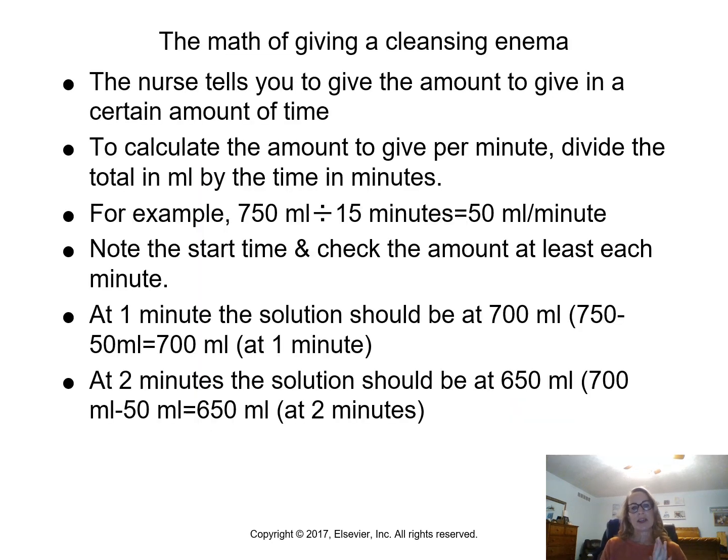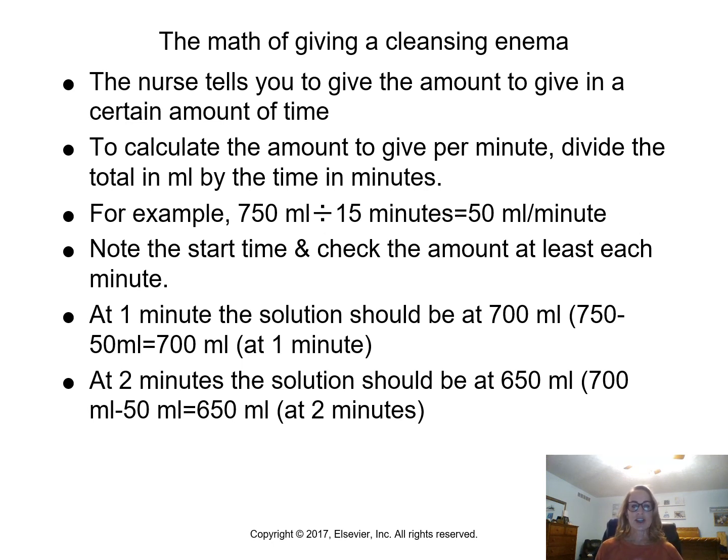All right, the math of giving a cleansing enema. Take a picture of this slide, please. Okay, so the nurse is going to tell you the amount to give in a certain amount of time. To calculate the amount to give per minute, you're going to divide the total in milliliters by the time in minutes. Okay, for example, they want 750 milliliters given in 15 minutes. So that means if you divide that, it's going to be 50 milliliters per minute.